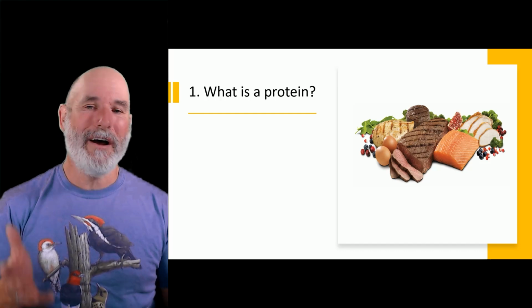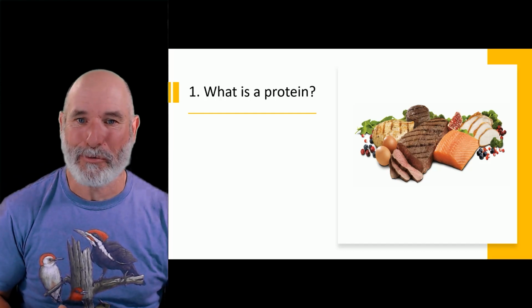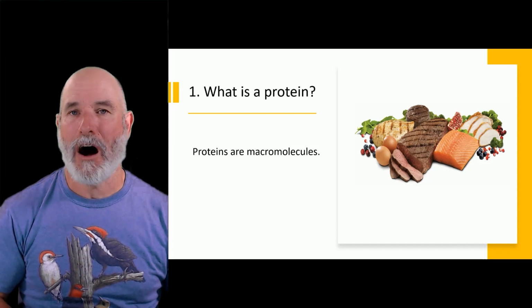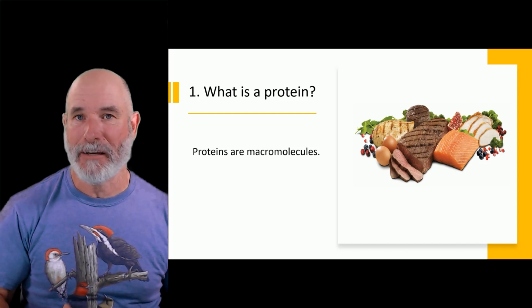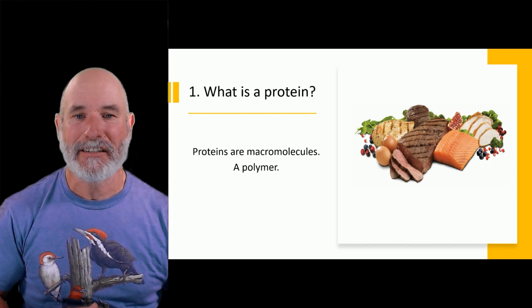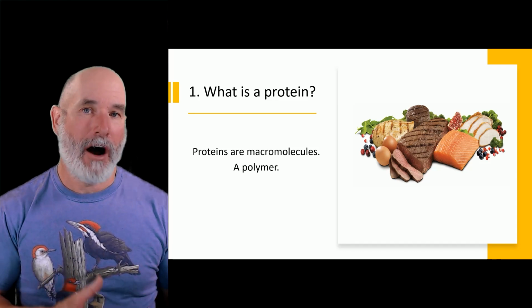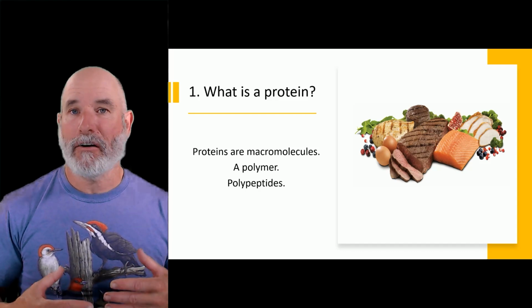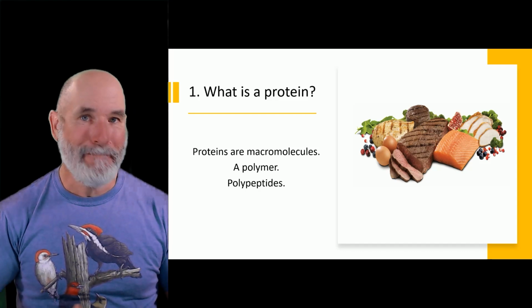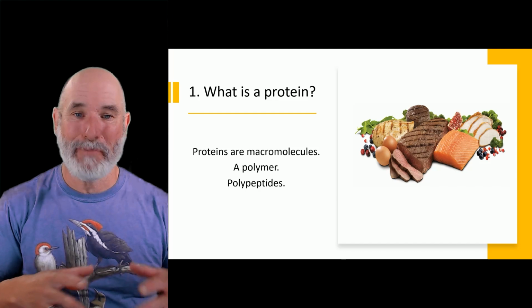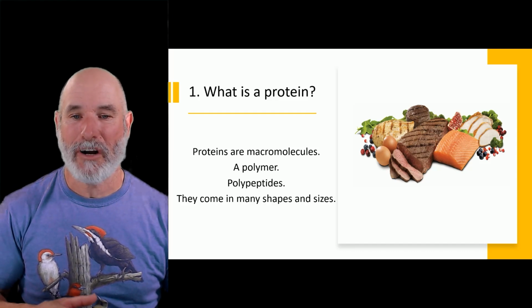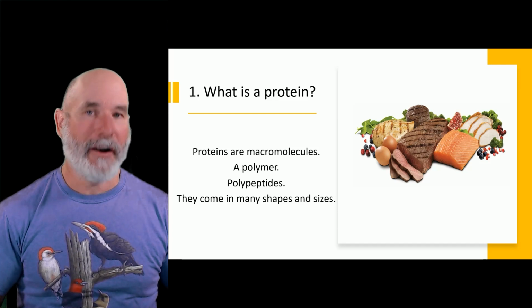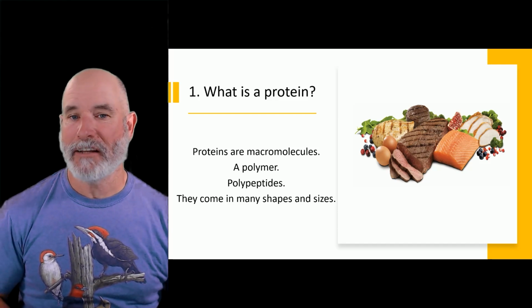So first of all, what is this thing that we call a protein? Well, first of all, they're one of the four macromolecules: carbohydrates, lipids, proteins, nucleic acids. They are also a polymer, which means they are made up of building blocks. Now, you may hear the term polypeptide. That's just a whole bunch of those building blocks strung together, which we'll talk about here in a second. And then proteins are incredibly varied. They come in many shapes and sizes.